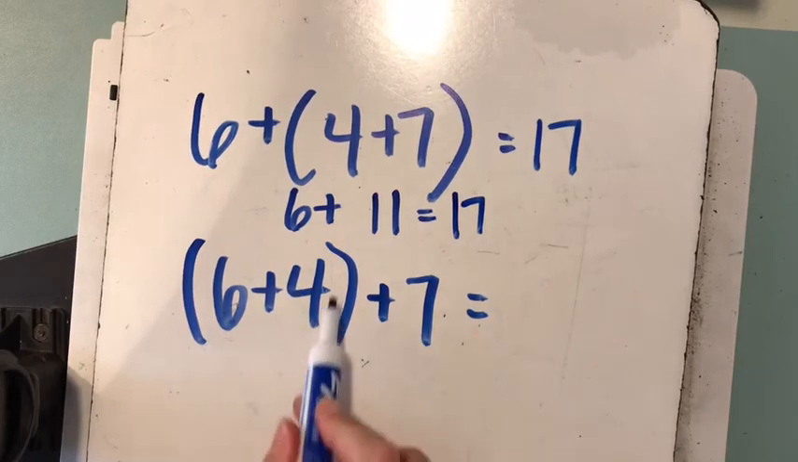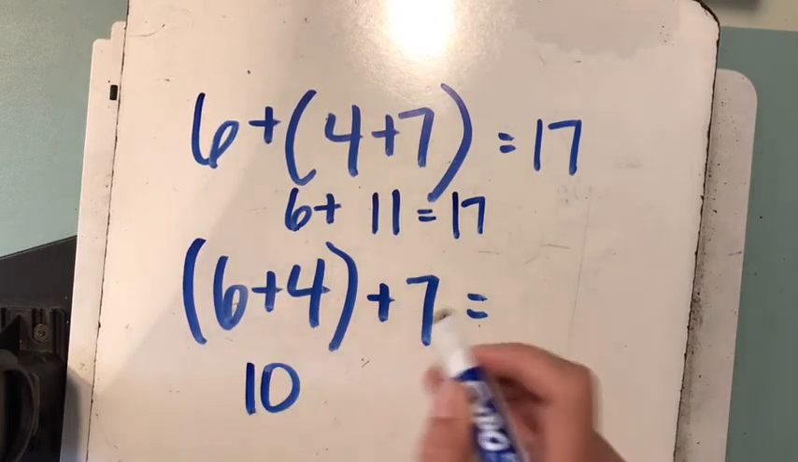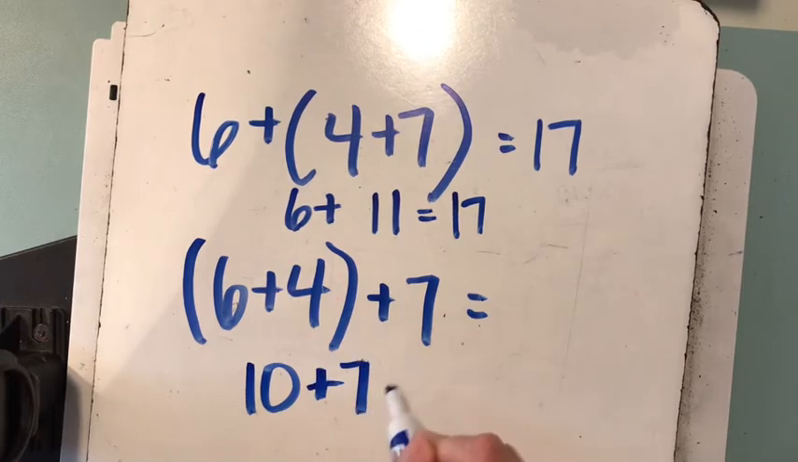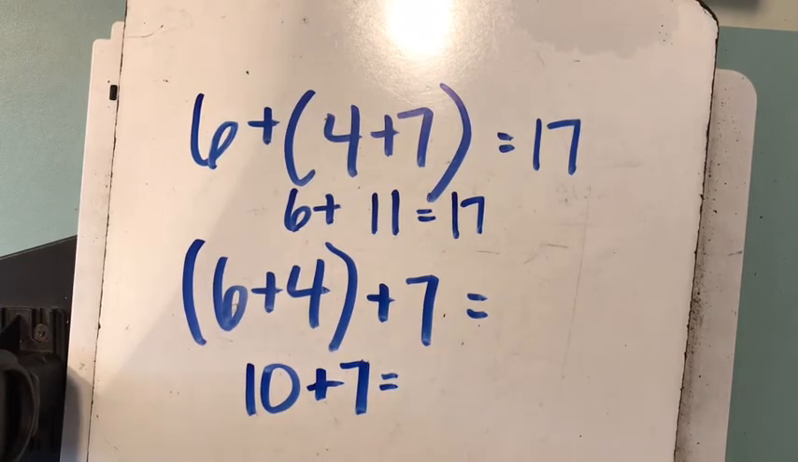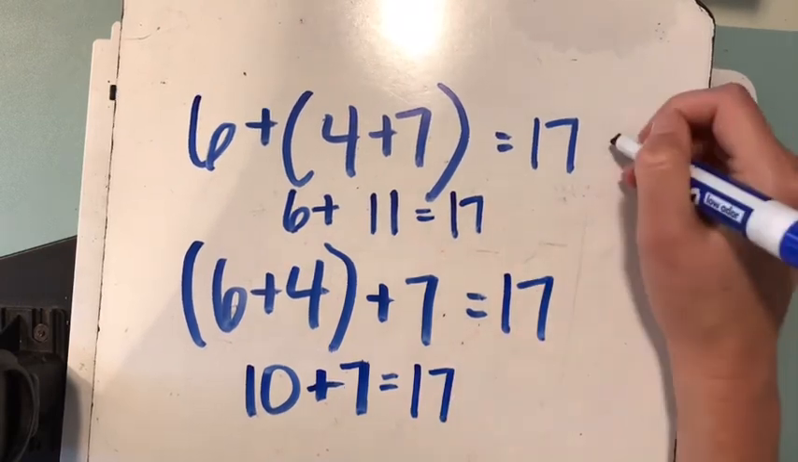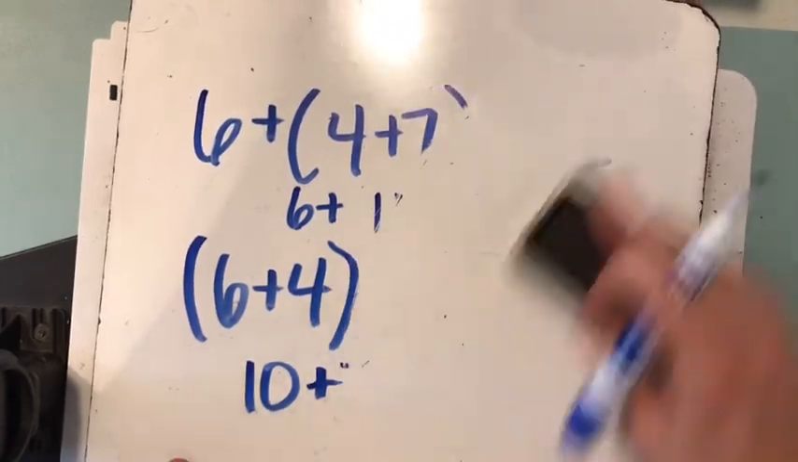Okay, let's see if we get the same sum here. I'm going to solve this equation in the parentheses first. 6 plus 4 is 10. Now I'm going to bring this 7 down because I still need to add the 7 to the 10. 10 plus 7 equals 17. It is right. It is the associative property. All right, one more. One more.